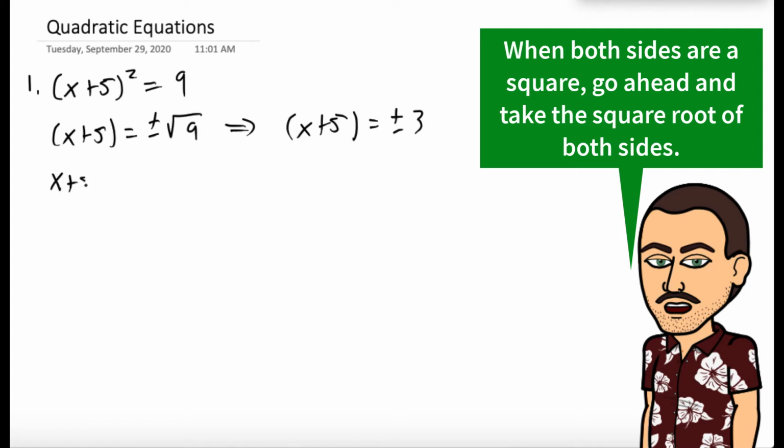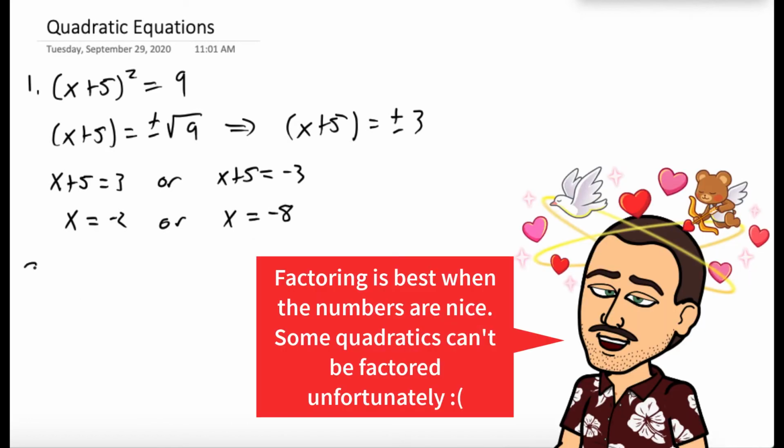So let's write that out, the two cases: x + 5 = 3, or x + 5 = -3. When we solve for x, we get x = -2, or x = -8. All right, and that's the solution to the equation. Let's do it 2 more ways so we could just double check our answer, or triple check, I guess.